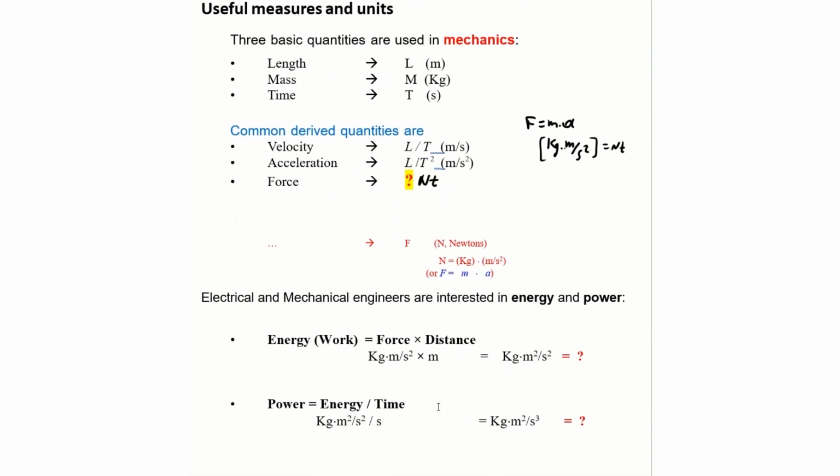Engineers, like electrical and mechanical engineers, are interested in energy and power. Energy is the force times the distance, that is newtons times meters, or kilograms times meters squared over seconds squared. This is energy, this is work, and it is measured in joules. Power is the rate of change of energy with respect to time, so it's energy over time. So it's kilograms meter squared over second squared, over time. So it's kilograms times meter squared over second cubed. And this is power, and it is measured in watts.